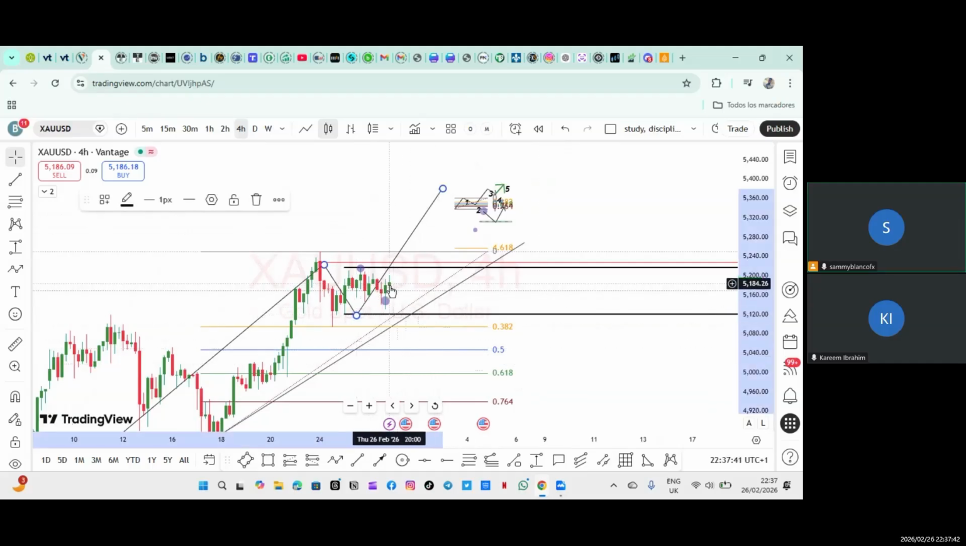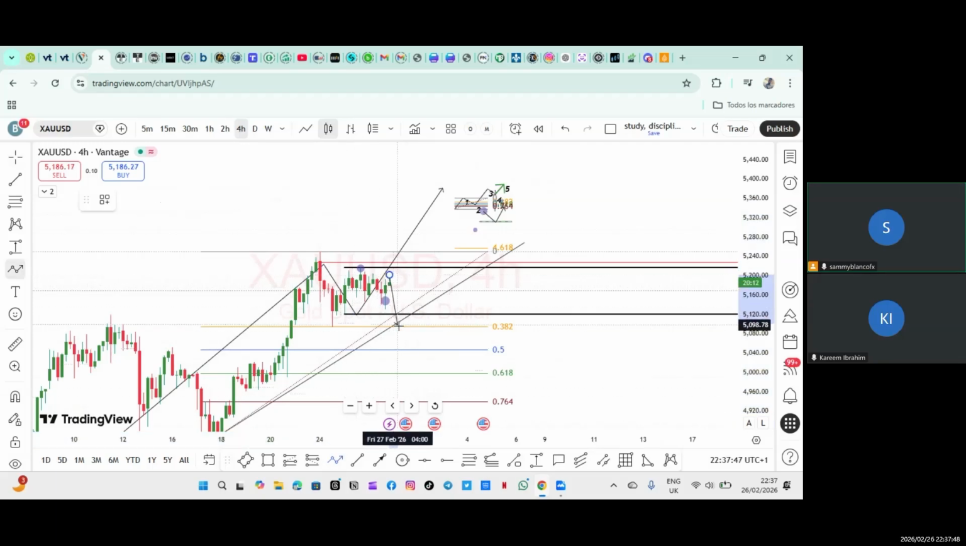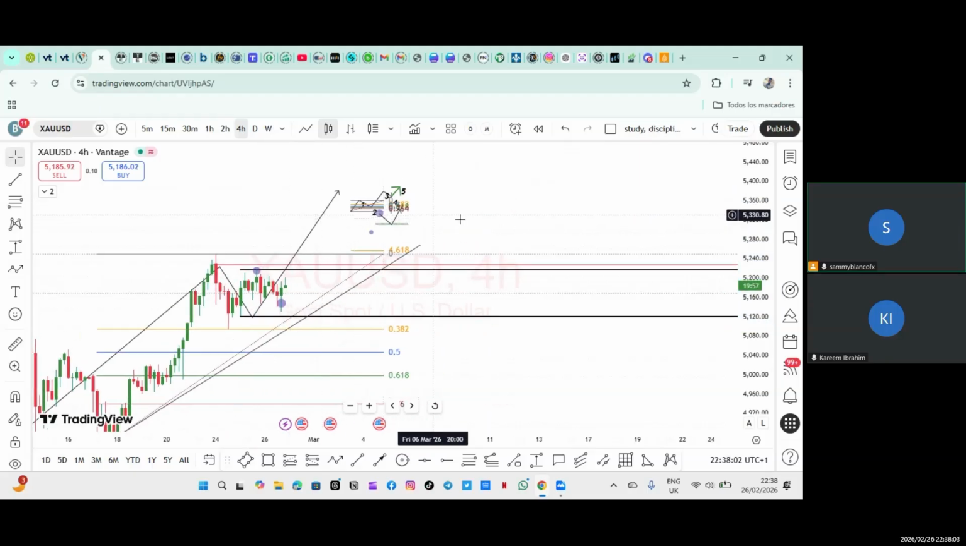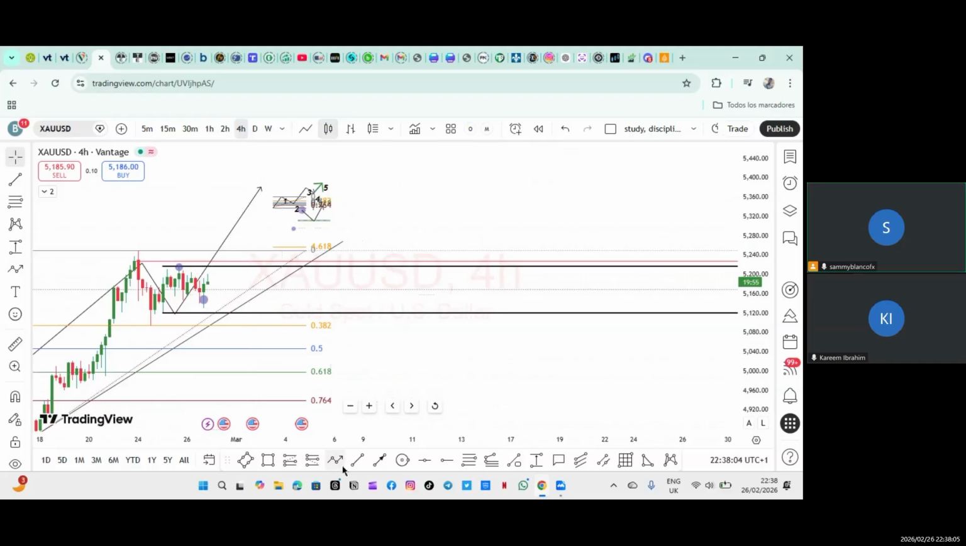So the worst this gold chart can do is come here again, test this level again, and then go back. This one is going to be our 5th wave. And then when the market reaches the 5th wave again, it is going to start printing another type of pattern.